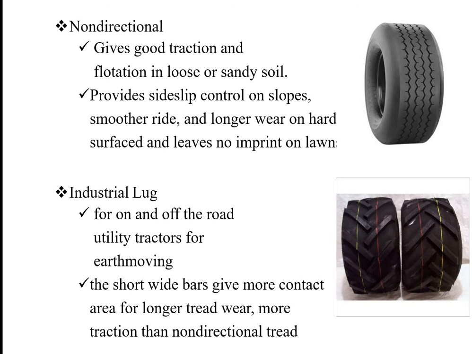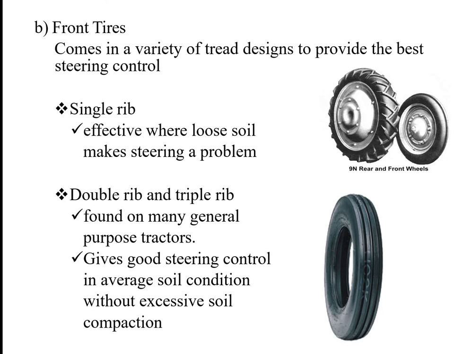The non-directional gives good traction and flotation in loose or sandy soil, provides side slip control on a slope, a smoother ride and longer wear on a hard surface, and leaves no imprint on lawns. Industrial lug, for on and off the road utility tractors for earth moving. The short wide bars give more contact area for longer tread wear and more traction than the non-directional tread.